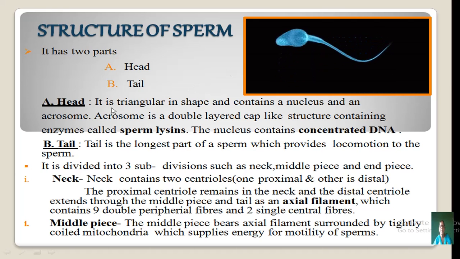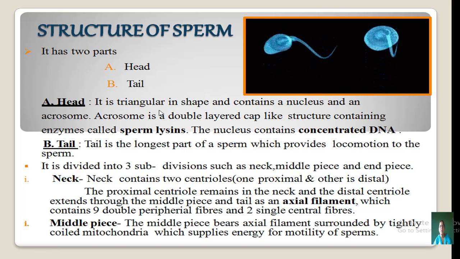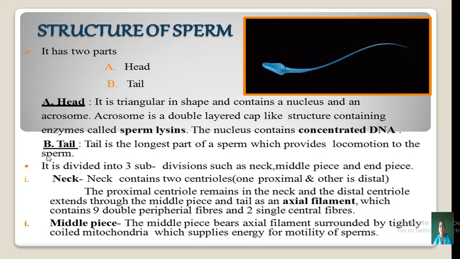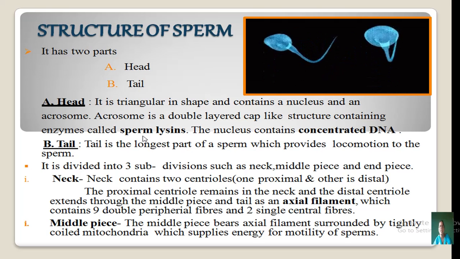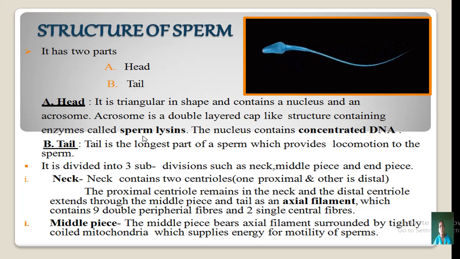The head is triangular in shape and contains a nucleus and an acrosome. The acrosome is a double-layered cape-like structure containing enzymes called sperm lysins. The nucleus contains concentrated DNA. Two things are present in the head. One is acrosome, another one is nucleus. Acrosome is present in the front of head. Just behind the acrosome, the nucleus is present. The acrosome contains sperm lysins, which are enzymes, and the nucleus contains the concentrated DNA.